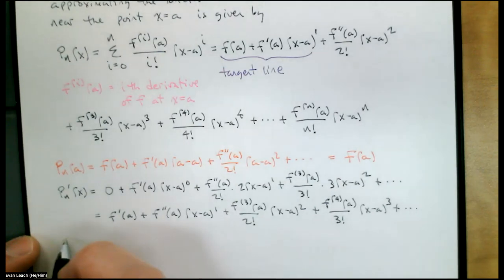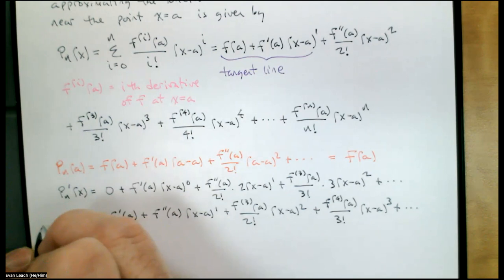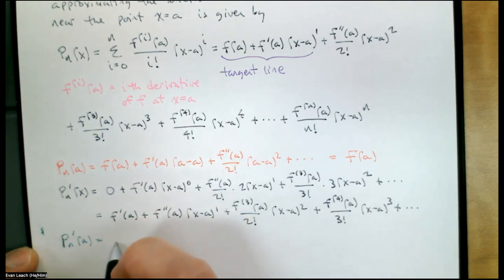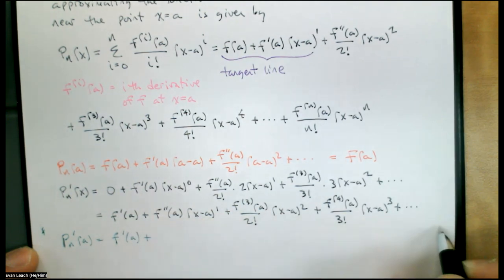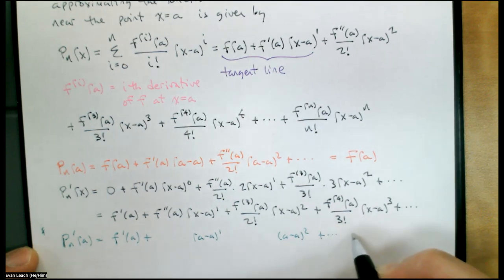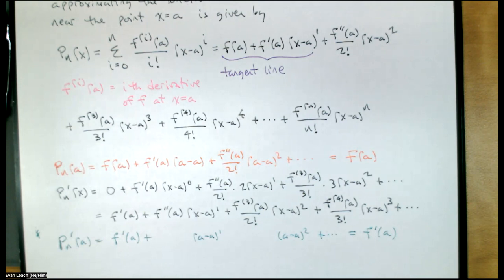But then when we calculate Pn prime at a, I get this constant, f prime at a, and then all the other terms zero out. I have this a minus a to the first, and a minus a squared, and so on. The process of taking the derivative of the x to the n is nx to the n minus 1. The n also reduces the n factorial to an n minus 1 factorial. So we can see that this Taylor polynomial will match the function in all of its derivatives.